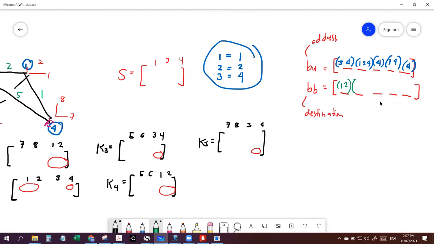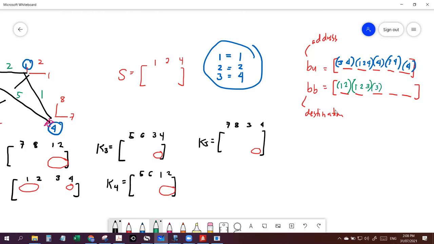Next, 1, 2, 4. This one, number 2. That was a mistake. This one, 1, 2, 4. What will its destination be in the S matrix? First, second, and third, because we are only 3 by 3. So that will be first, second, and third. Next, for member 3, what is the destination for the extracted 4? It is the third one. So this will be 3.